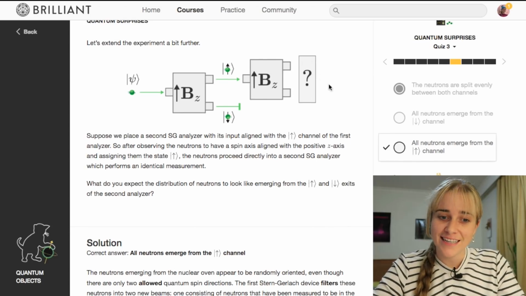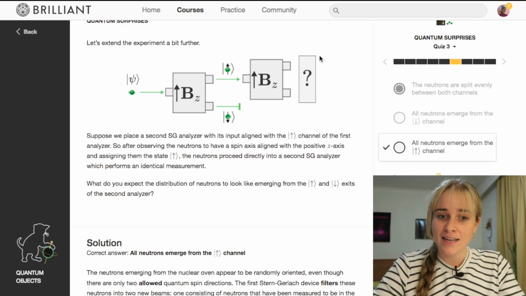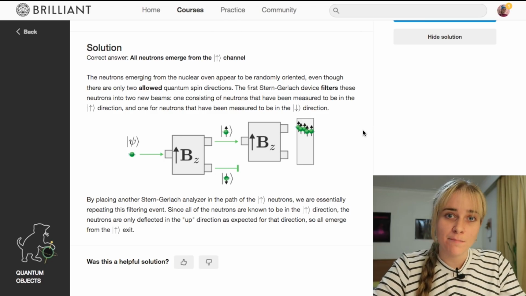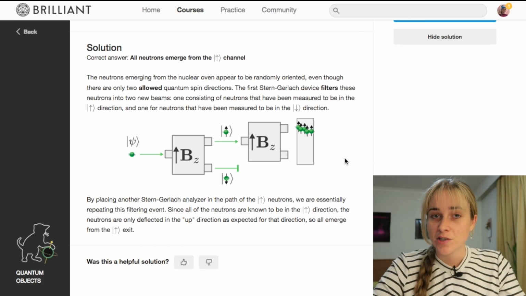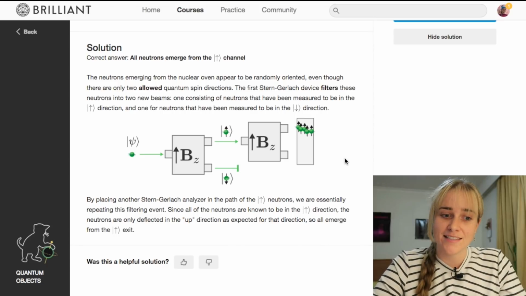Okay, and the correct answer is that all the neutrons emerging from this analyzer will be in the spin-up channel. So even though there are two possible options, all of the neutrons will remain spin up because this second Stern-Gerlach analyzer is essentially repeating the filtering process that's already gone on in the first one. Everything that emerged from here was spin up, so everything passing into here should be measured spin up again. If you measure it twice in a row, you will expect to get the same thing.